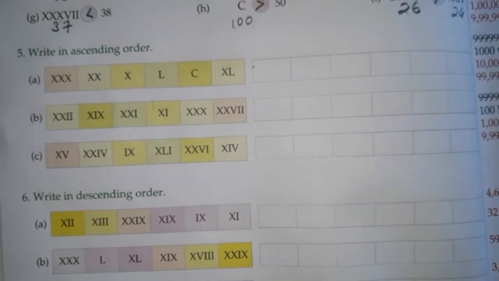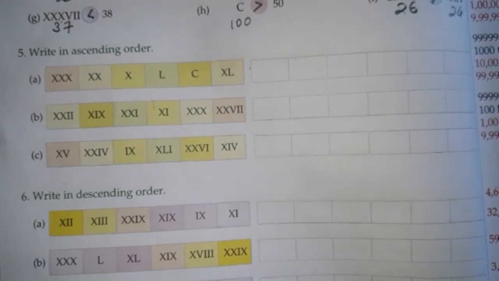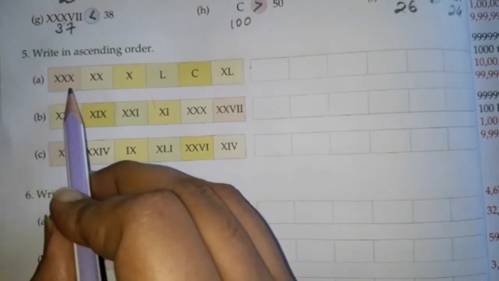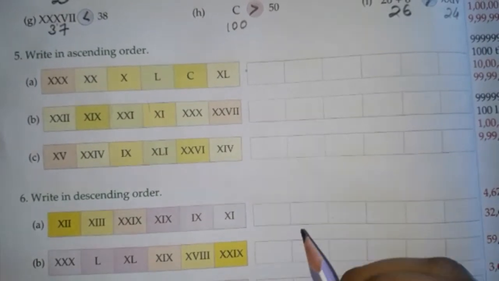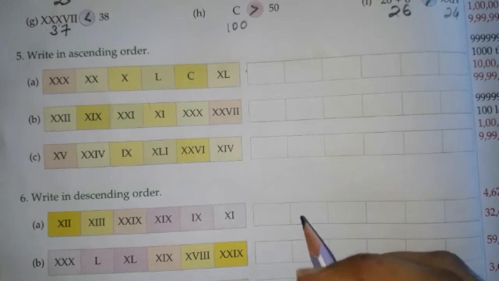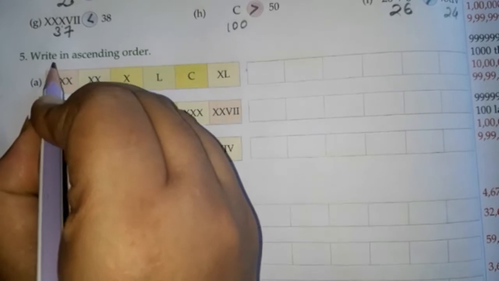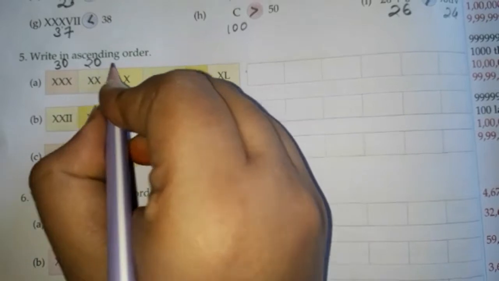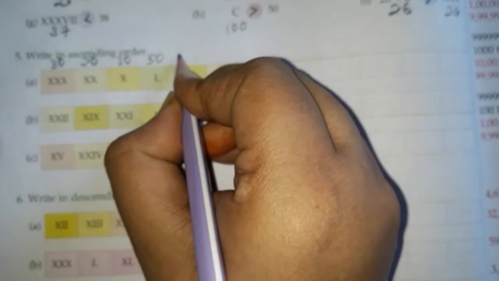Question number 5 is write in ascending order. We have to arrange the Roman numerals into ascending order. So for making it easier for us, we're gonna convert these Roman numerals into Hindu-Arabic numerals at the first place. Then we will arrange those numbers in ascending order. This 10 plus 10, X plus X plus X, it is 30, right? 30 here. X plus X is 20, right? 20 here. X means 10, L means 50, C means 100, and this XL means 40.